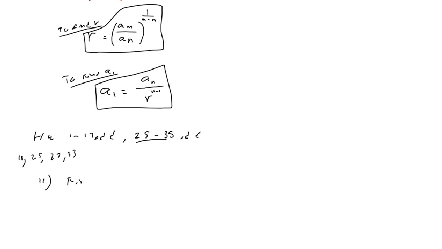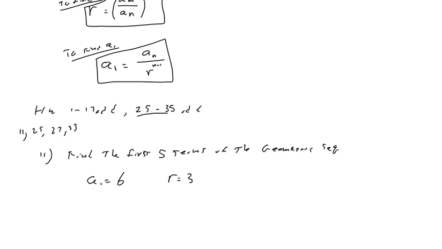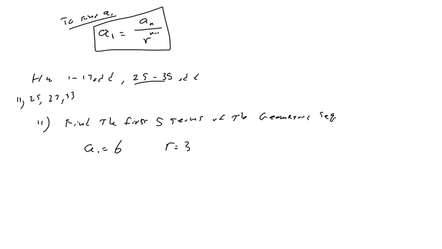This says find the first 5 terms of the geometric sequence. We're telling you it's geometric, so you don't need to worry about it. And we give you some information about the geometric sequence. We know it's geometric, and we know that A1, in number 11, is 6, our first number in the sequence is 6, and the common ratio is 3. How do we use this information to write the first 5 terms?